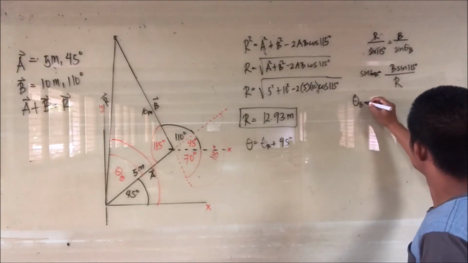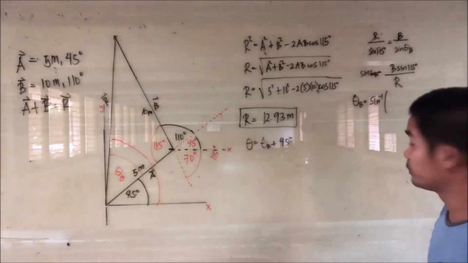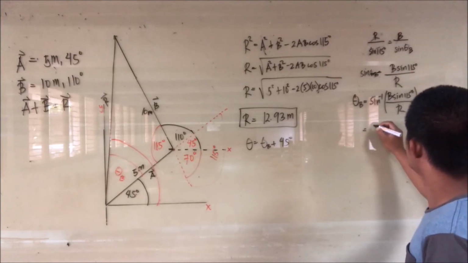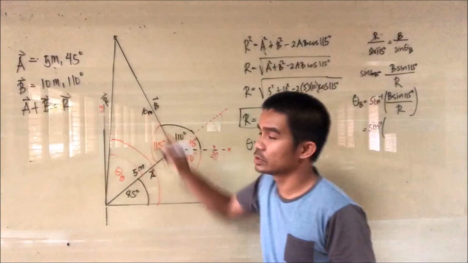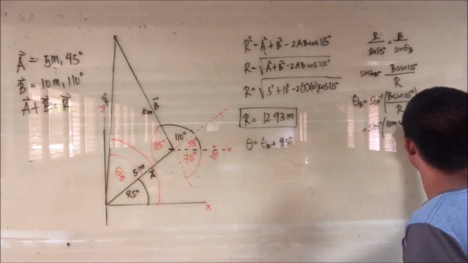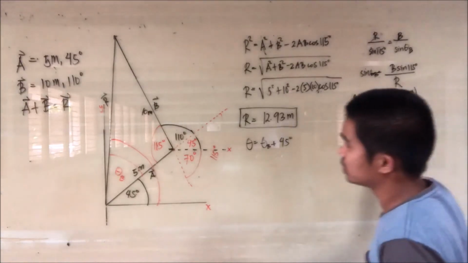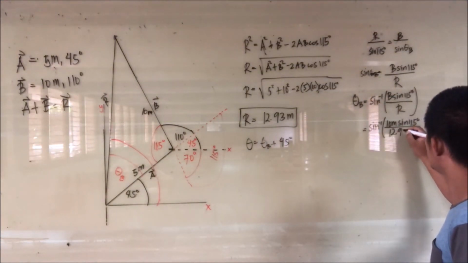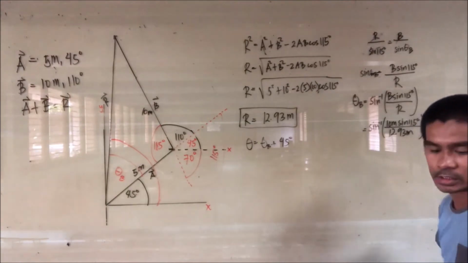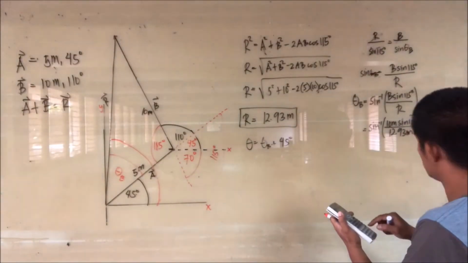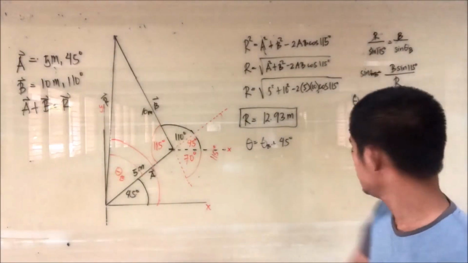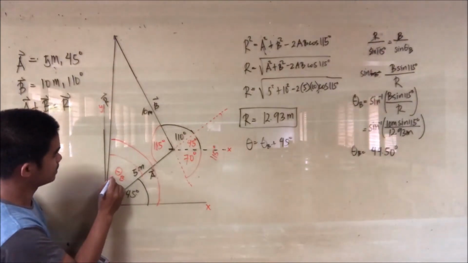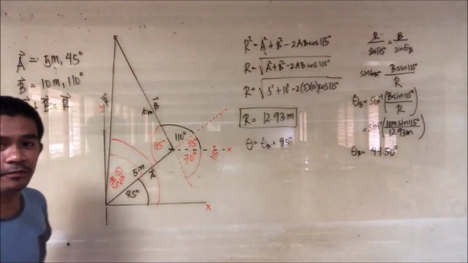Or theta of B is the inverse sine of B sine of 115 degrees over R. B is the magnitude of B, that's 10 meters. We have 10 meters sine of 115 degrees divided by R, the magnitude of vector R, which is 12.93 meters. Okay, so we're going to use again calculator. So theta of B is 44.5 degrees. So this angle here, theta of B, is 44.5 degrees.